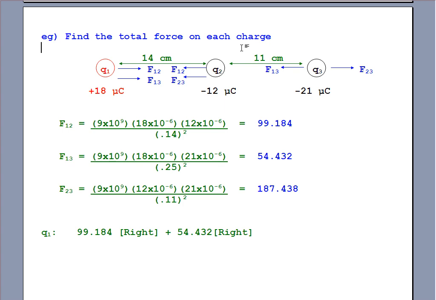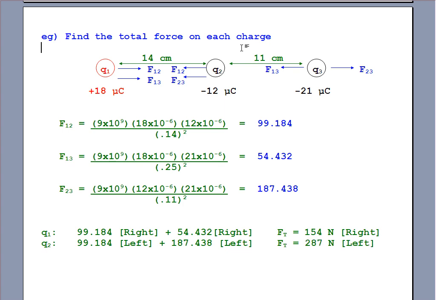So here's what we find, finishing this off. Q1: 99 newtons to the right, 54 to the right, for a grand total of 153 to the right. Same game for Q2: 99 left, 187 left, for a grand total of 286 newtons to the left. And Q3: again, these forces are vectors. We have to use our head and think about the direction. We've got a 54 left and a 187 right. They're going to battle each other. The rights are going to win. They're a little stronger than the lefts, so we'll have 133 newtons to the right. And that's pretty much the end of the story.